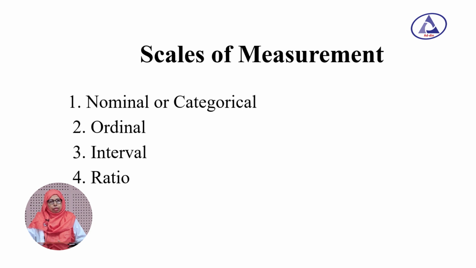Nominal data are those which can just be categorized; they have no ranking order, like gender, male, female. There is no ranking whether female comes first or male comes first. This is a categorical variable or nominal scale.